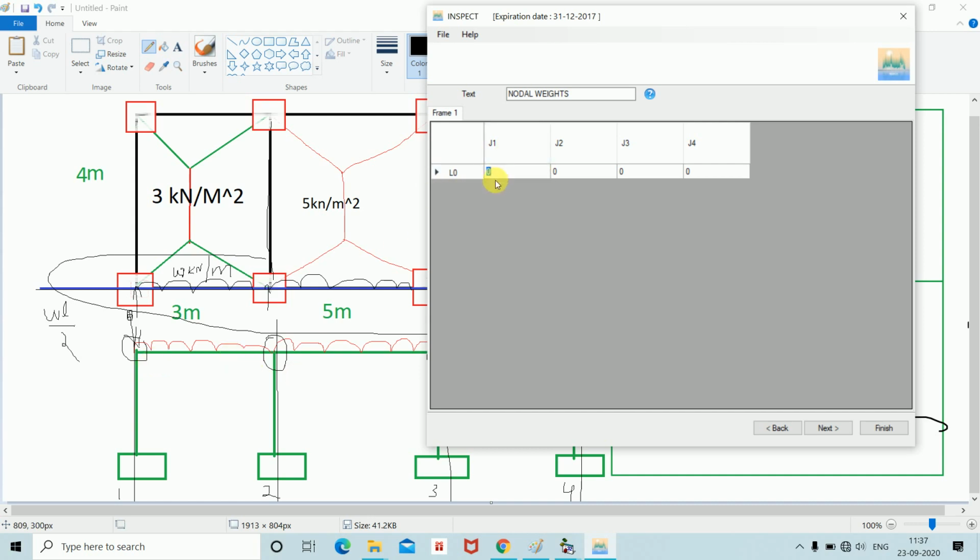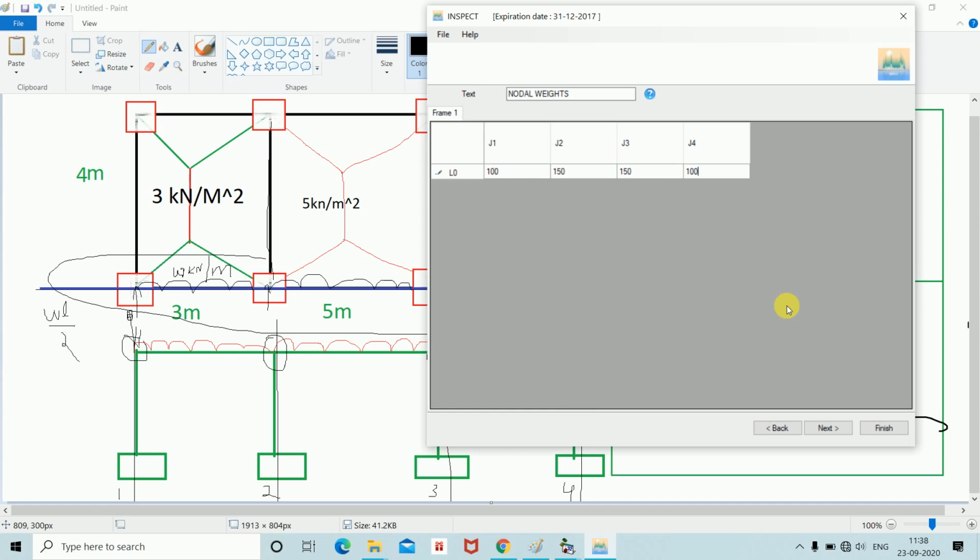Okay, you can see here J1 unit weight, I am taking some 100 kilonewton. For J2 I am taking the weight as 150 kilonewton, and for J3 I am taking 150 kilonewton, and for J4 I am taking again 100 kilonewton, because all these are symmetric frames. Okay, symmetric along the y-axis. So this is the way to give the nodal weights in Inspect, that is IDARC 2D GUI.